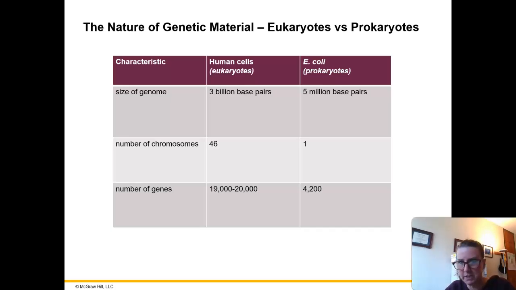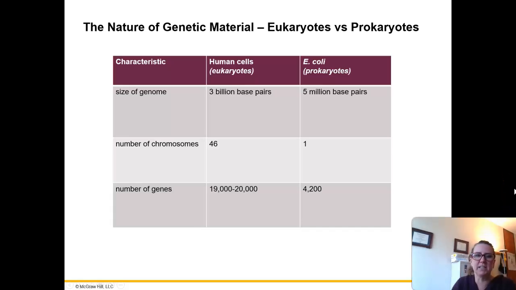We can see the chromosomes there. I told you earlier we have 46, and E. coli has just 1 chromosome. And then when we think about the number of genes on those chromosomes, you can see number of genes for human cells on the order of 19 to 20,000 genes coding for all of our proteins, while E. coli has about 4,200. So pretty big difference.